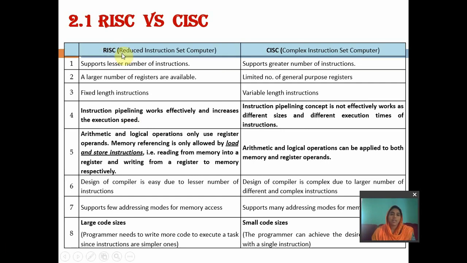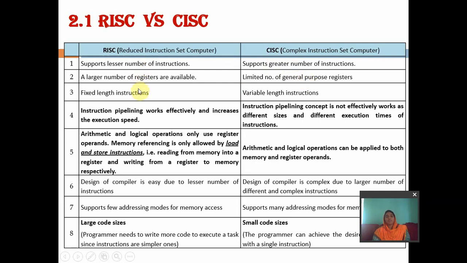In RISC, the name itself indicates that it is a Reduced Instruction Set Computer, whereas CISC is a Complex Instruction Set Computer. The first point is that RISC supports a very small number of instructions, whereas CISC supports a very large number of instructions. In a RISC processor we have a large number of registers, and in CISC we have very few registers.